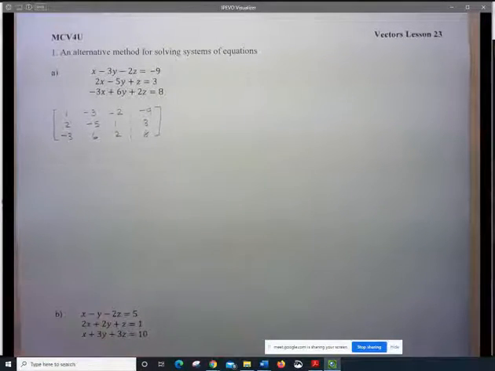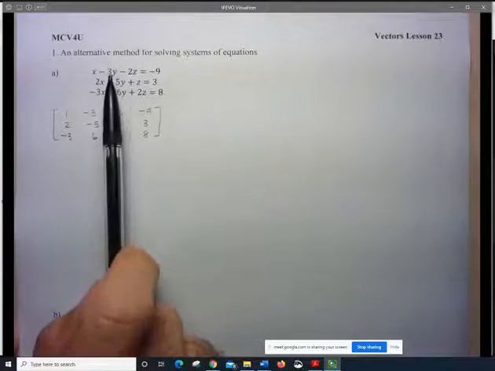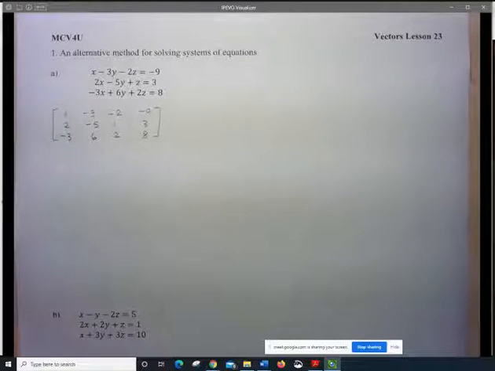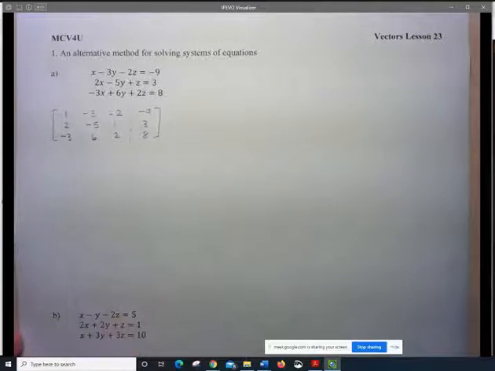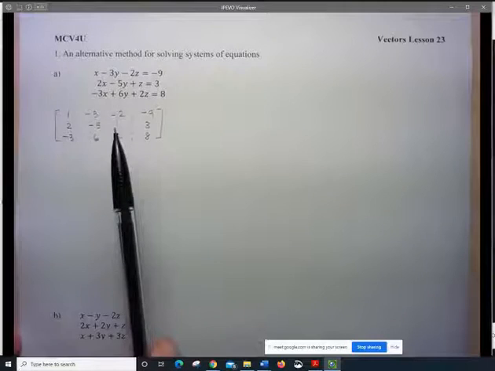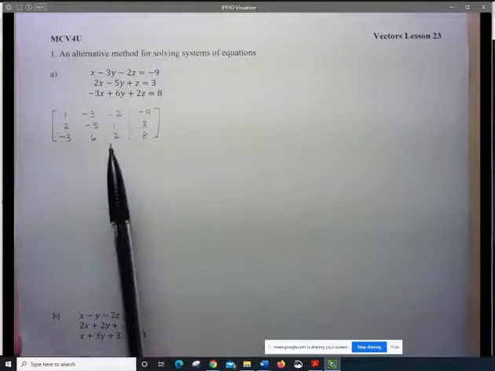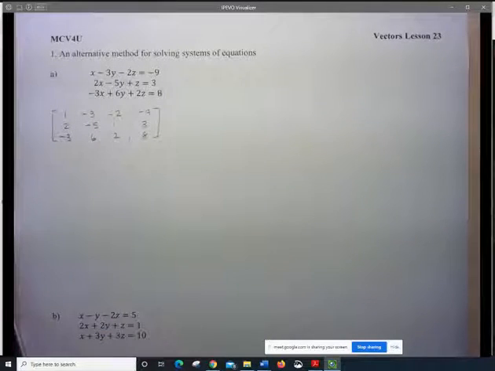Now before I start, I need to say straight out that working with a matrix when you're solving a system of equations with 3 unknowns is not necessarily faster or simpler than just using regular old elimination like we did before. But when you move to 4 equations and 4 unknowns, 5 equations and 5 unknowns, it is much, much better, much more efficient to work with a matrix format.